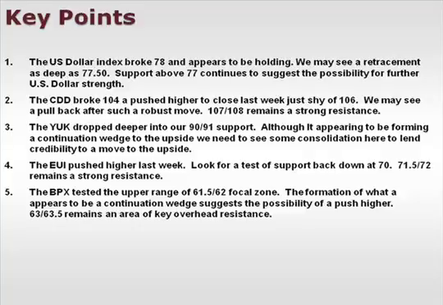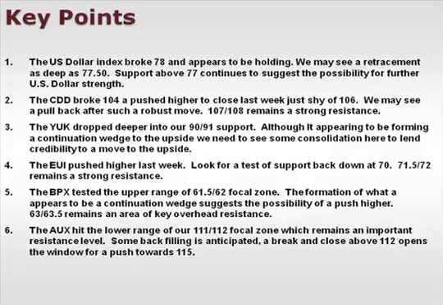The BPX tested the upper range of the 61.5, 62 focal zone. The formation of what appears to be a continuation wedge suggests the possibility of a push higher. 63, 63.5 remains an area of key overhead resistance. The AUX hit the lower range of our 111, 112 focal zone, which remains an important resistance level. Some backfilling is anticipated. A break and close above 112 opens the window for a push towards 115.